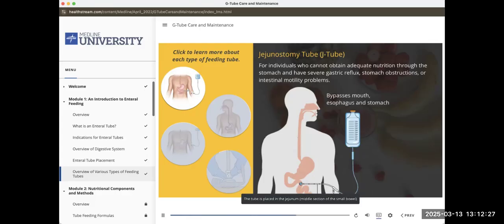The tube is placed in the jejunum, the middle section of the small bowel, through an opening in the abdominal wall, or through a specific port, and provides food and liquids directly in the jejunum.